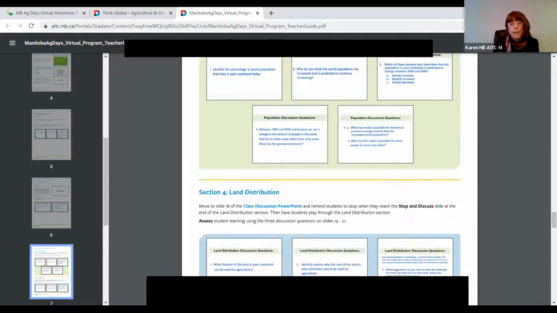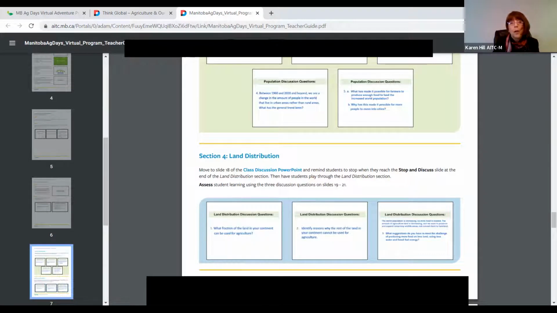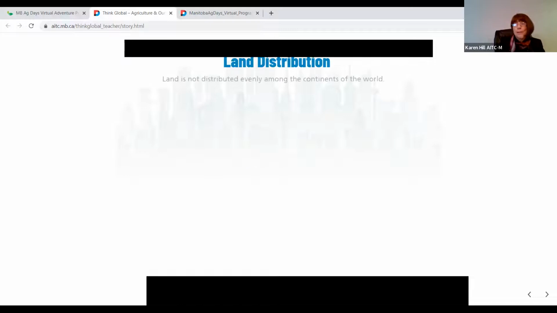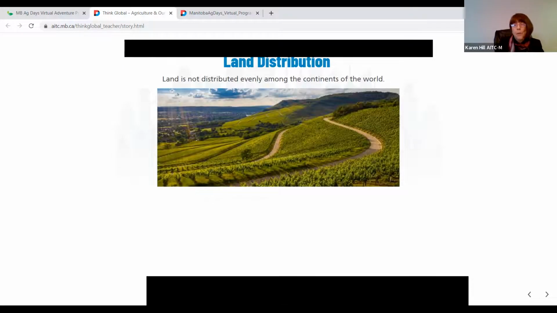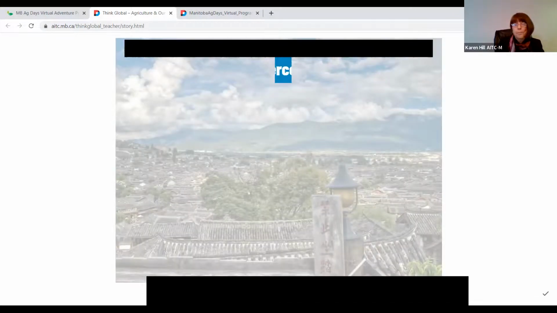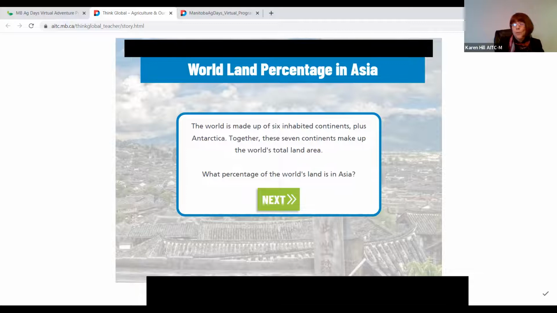Okay, and so the next section we're going to look at is land distribution. We are reminding them to stop and discuss when they get to the end of that section. So the first slide just identifies the kinds of things they're going to learn in this section. And they're going to figure out how much of the world land does Asia have.